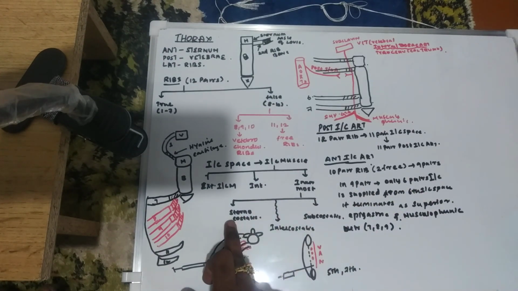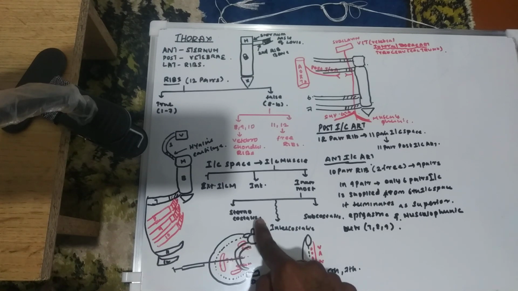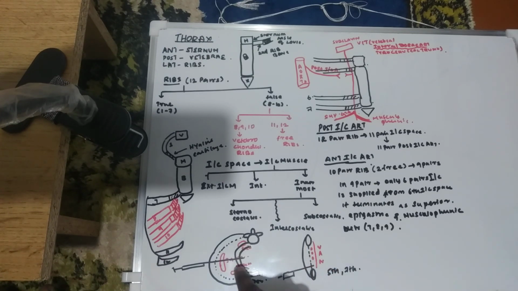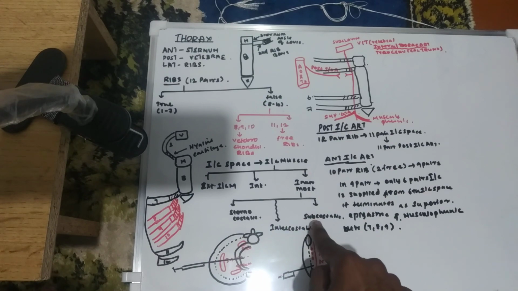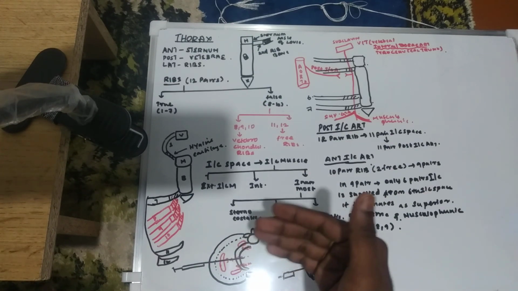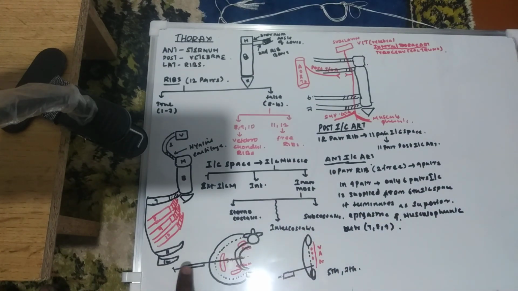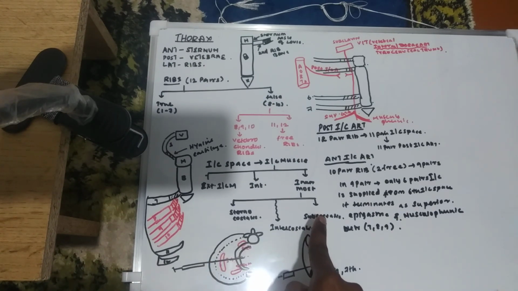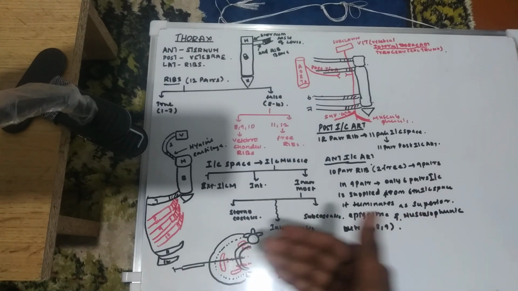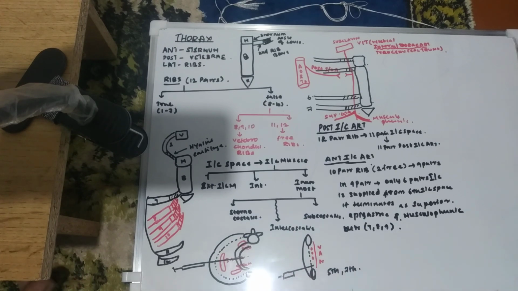It is divided into sternocostal, which is near the sternum, so we call it sternocostal. The next is subcostalis, which is near the vertebra. Then intercostalis. So when we do a puncture, it has to pass through the external intercostal muscle, internal intercostal muscle, and innermost intercostal muscle, which we can say is the intercostalis. Then it will reach the pleura, so we can do a pleural puncture and take the fluids.